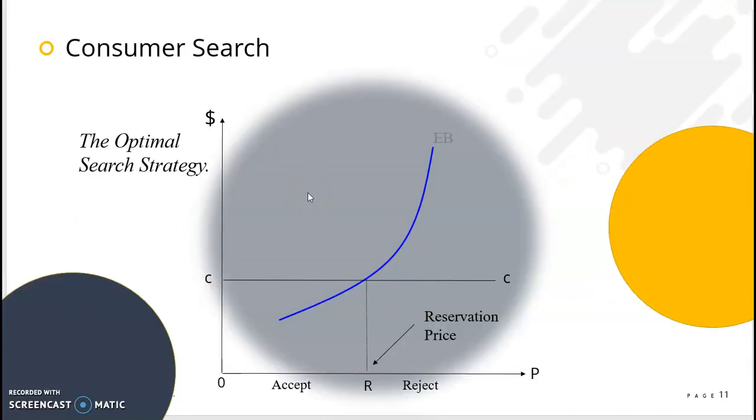This is the curve to show the consumer search. Okay, from the curve we can see the blue line, meaning the benefit that the consumer will get from the search. R is the reservation price, and C is the cost. So if the price that they find is below R, the product or goods will be accepted. And if the price is greater than R, they will reject it or choose not to buy the product.